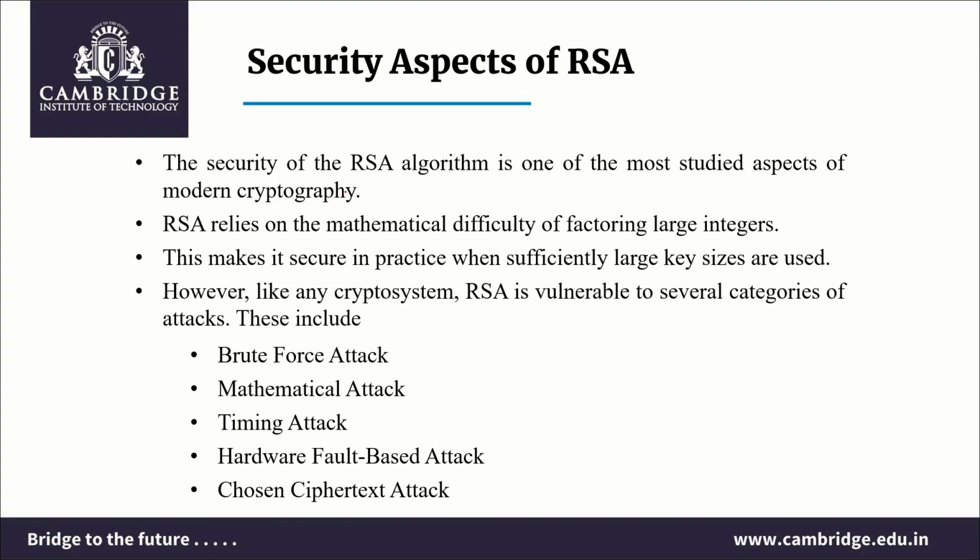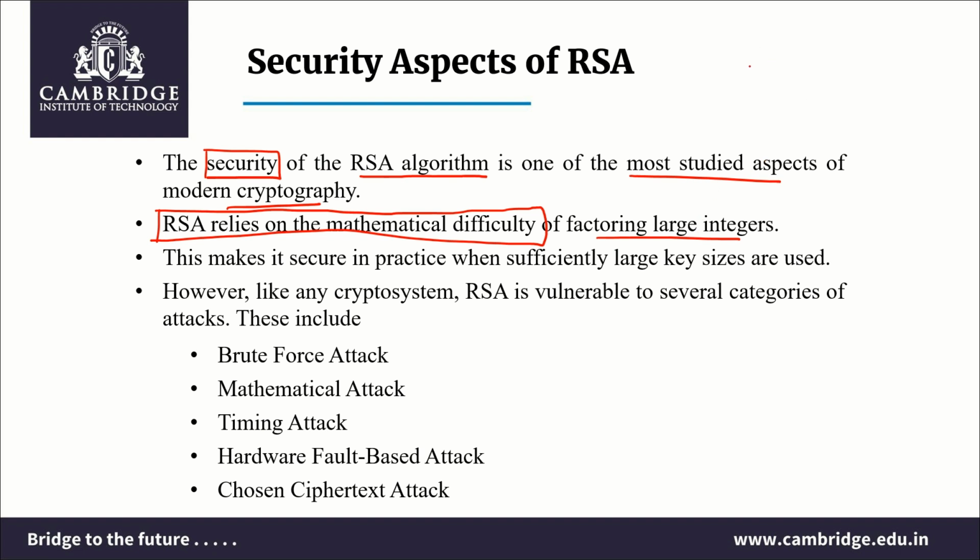As I mentioned in my previous session, when it comes to the RSA algorithm, the security part of it is the most studied aspect of modern cryptography. Basically, the security of RSA relies on the mathematical difficulty of factoring large integers. When I say this, in the algorithm earlier we have seen the variable n. This n was used for modular operations. Am I right?